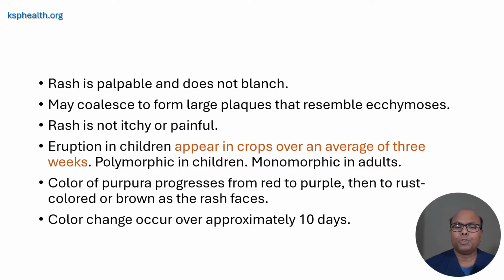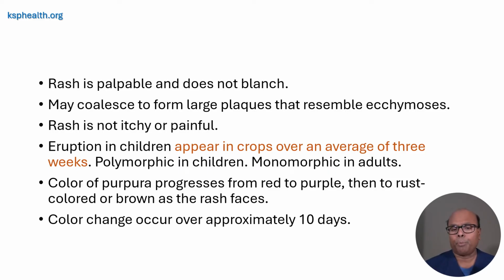It can coalesce to form large plaques that resemble accumulations. The rash is not itchy or painful. Eruptions in children appear in crops over an average of 3 weeks. Often it's polymorphic in nature in children, which means you will see different sizes and shapes. It's monomorphic in adults. There is a uniformity of the rash in adults.